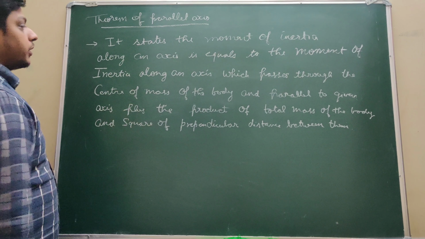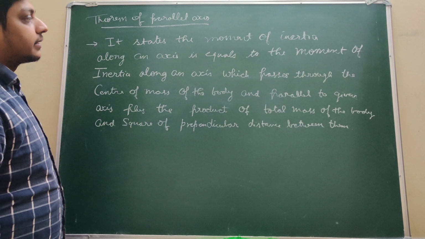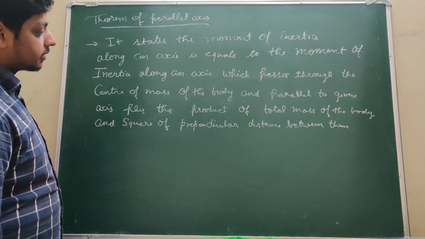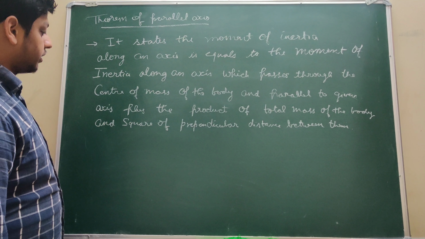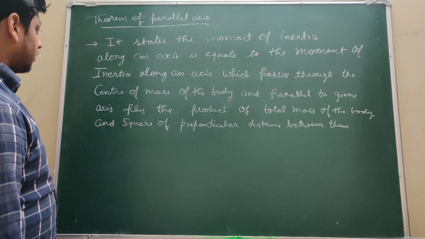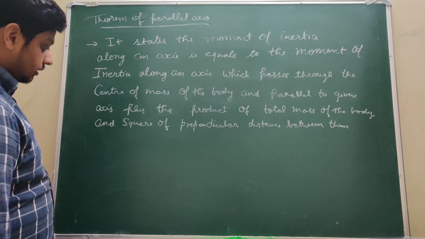It states that the moment of inertia along an axis is equal to the moment of inertia along an axis which passes through the center of mass of the body and is parallel to the given axis, plus the product of the total mass of the body and the square of the perpendicular distance between them. So what does it mean?